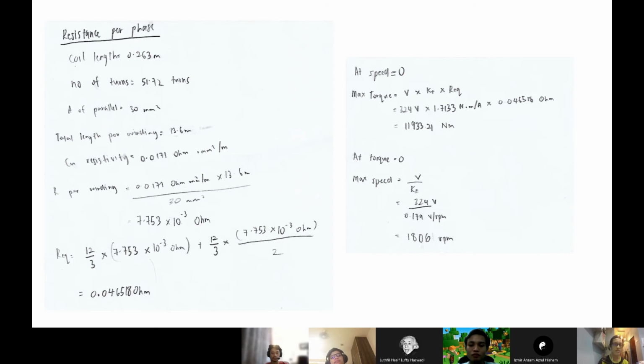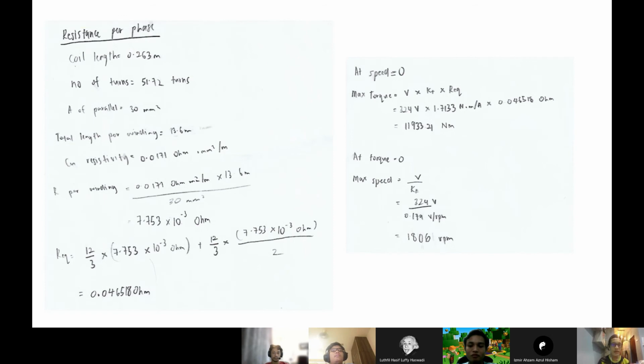And for our area of parallel, A parallel, the formula is our AWG 12.5 wire cross-sectional area times our 10 wires in parallel. Our wires in parallel is 10, and our AWG 12.5 copper wire area is 3. So we got 30 millimeter squared.